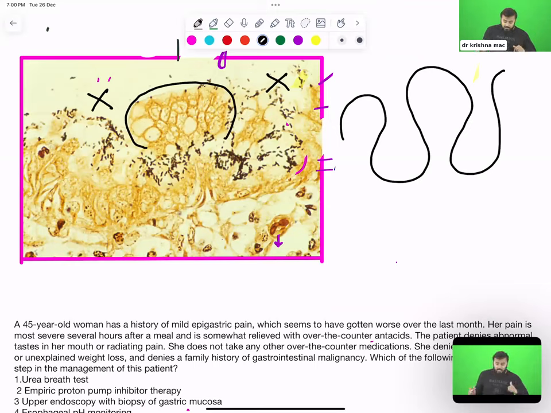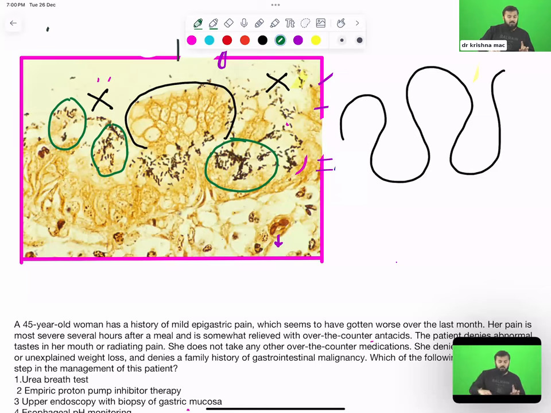Now, the patient is asking, sir, what are these black color things over here? Look, what are these black color structures? These black color things are nothing but bacteria, H. pylori bacteria. And this staining method is called the Warthin-Starry stain. Now the patient is happy.